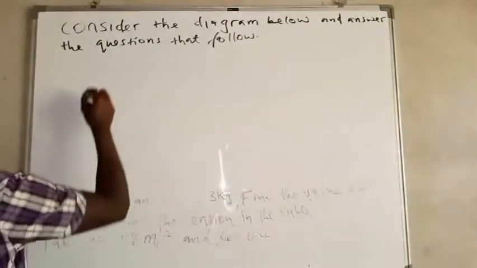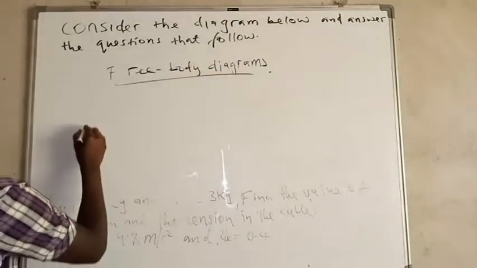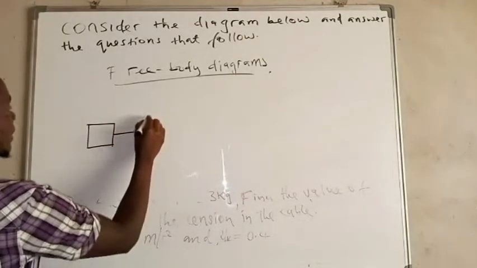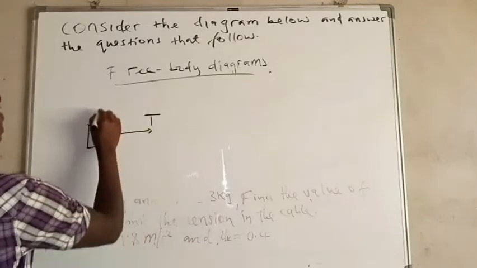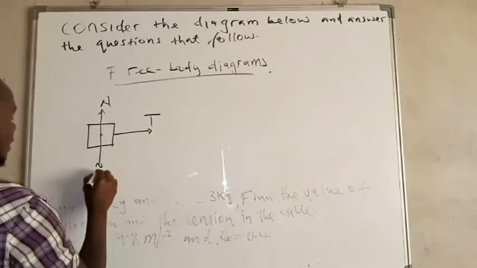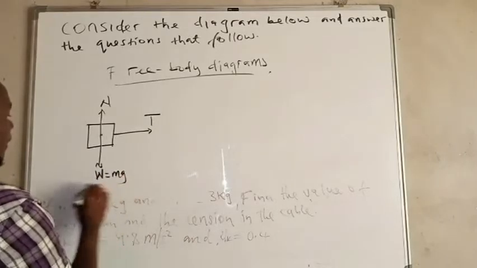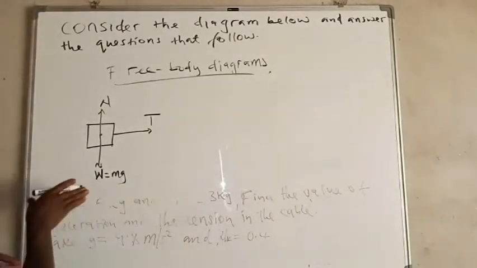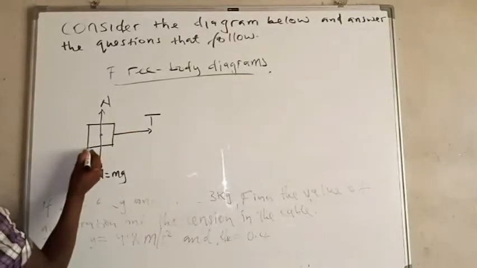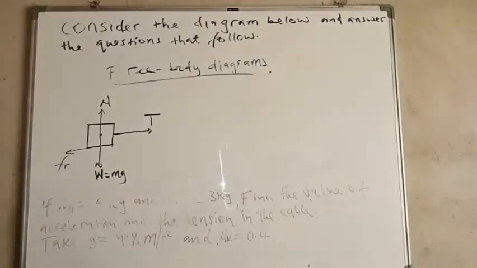The first thing is to come up with a free body diagram. For the free body diagram, let us come up with the first one, which is for mass 1. So we have the tension in this direction. Then we also have the normal force in this direction, and also the weight, which is simply mg. Then, if we assume the motion is in this direction, there is an opposing force in this direction, which is the friction force.